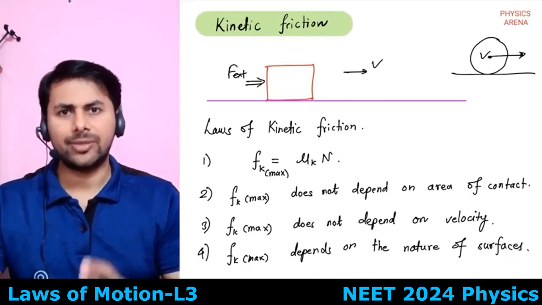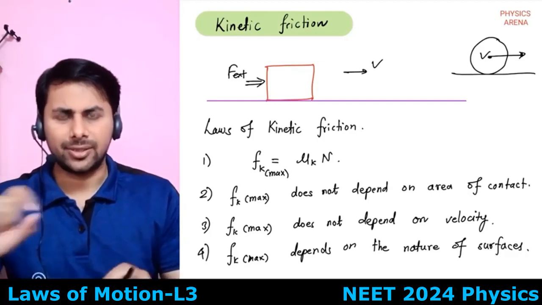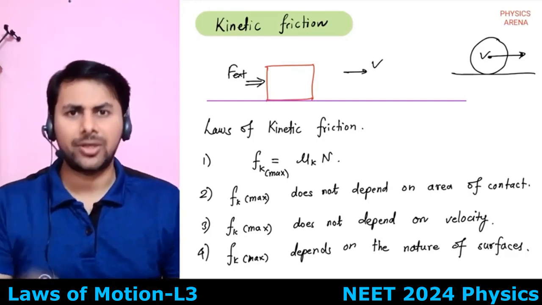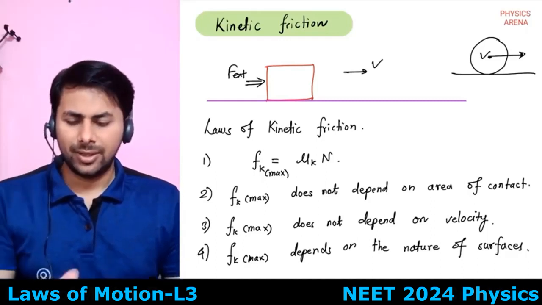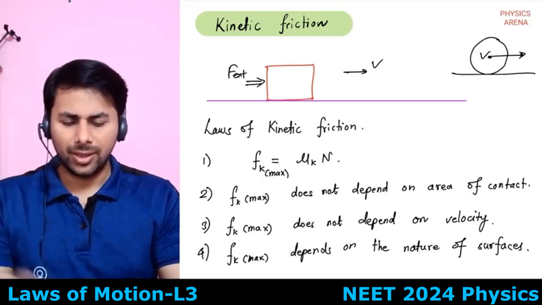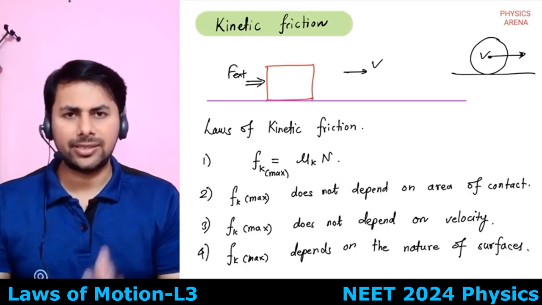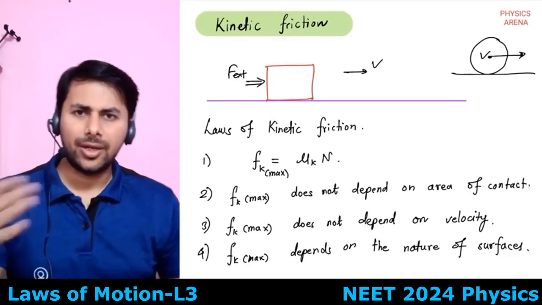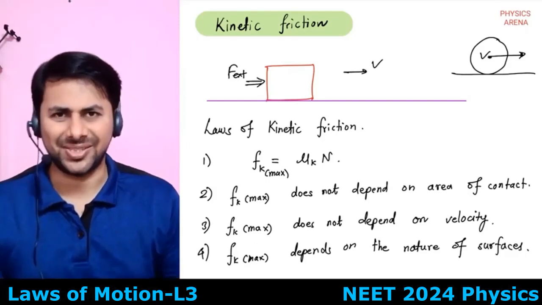Still there will be some frictional force. Still we need to keep on exerting some force if we want that body to move with constant velocity, right? So now there is sliding between two bodies. The value of friction between two bodies is less than the amount of friction in the earlier case, that is, in the static case.